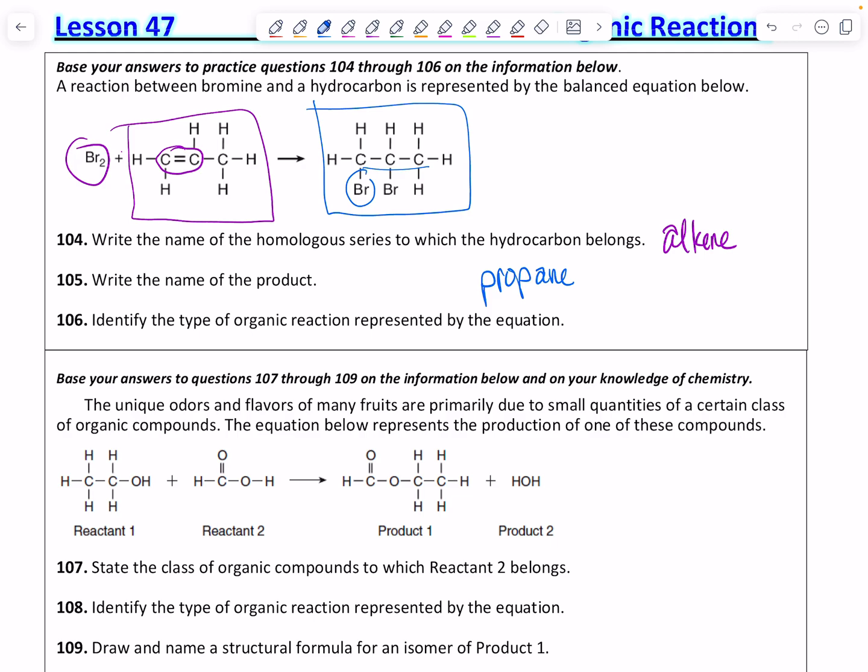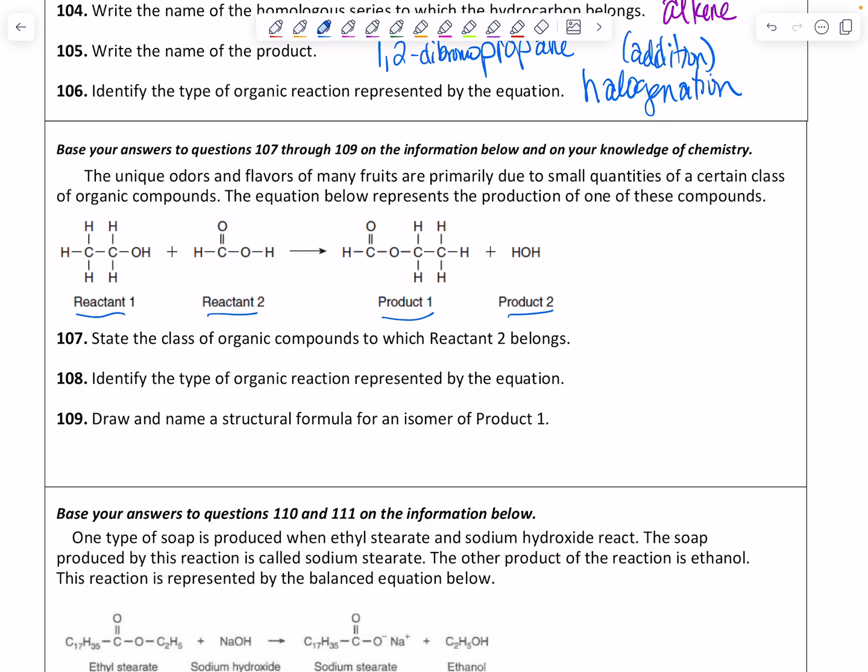All right, next 3, we have a new equation to look at. It says the unique odors and flavors of many fruits are primarily due to small quantities of a certain class of organic compounds. The equation below represents the production of one of these compounds. So we have reactant 1, reactant 2, product 1, product 2. Before we start going through, let's see if we can at least classify what these are. Reactant 1, I see this functional group here, OH, that's an alcohol.